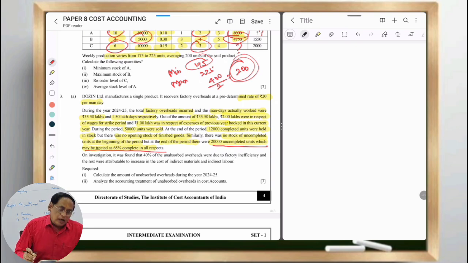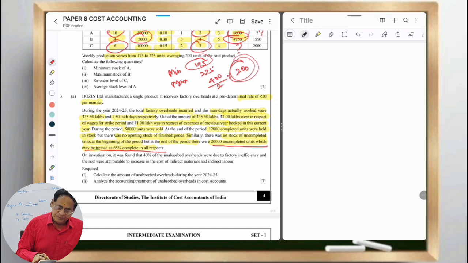So then how much will it be in finished goods? Equivalent production means 20,000 into 65%, that is equal to 13,000 finished products. So what is the total? The total 50,000 units we sold, and then here 13,000 equivalent production, and then 12,000 completed units held in stock at the end of the period, that is the closing stock.